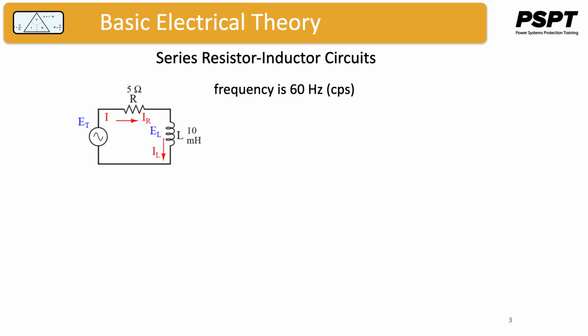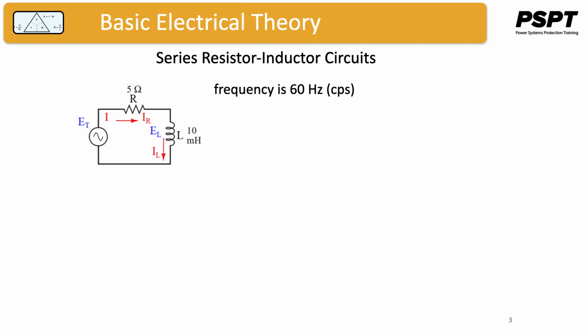Okay, let's try and cement some of that theory with an example. Let's put some real numbers into a series RL circuit and just see how it works. In our circuit here, the resistor is 5 ohms and the inductor is 10 millihenries, and the frequency that we're working with is a standard North American frequency of 60 hertz or 60 cycles per second.